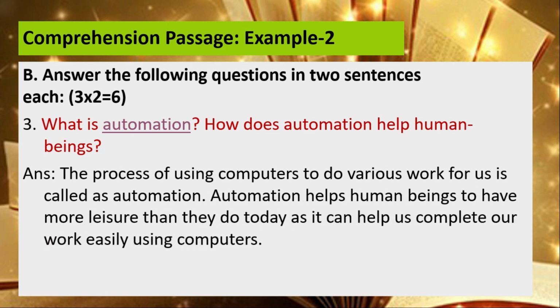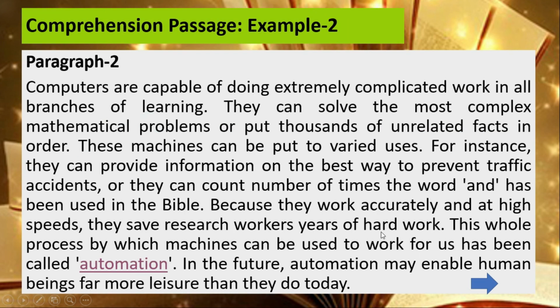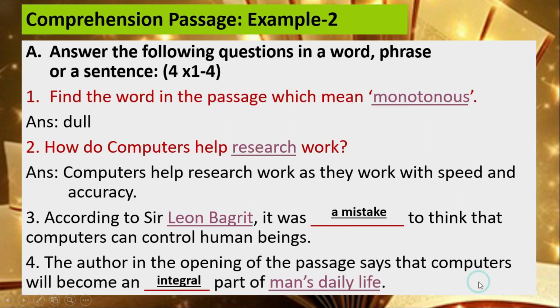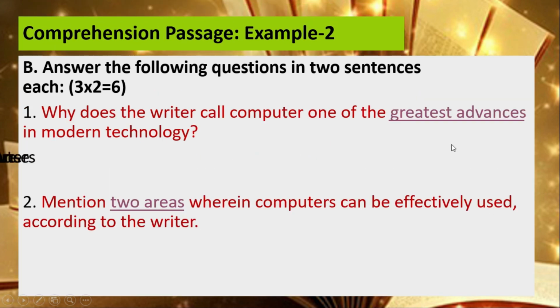How does automation help human beings? Automation helps human beings to have more leisure than they do today, as it can help us complete our work easily using computers. The line is available in the passage. You can see here that this whole process, automation, enables human beings to have far more leisure than they do today. It is readily available here, right? Then I think it's clear, right?